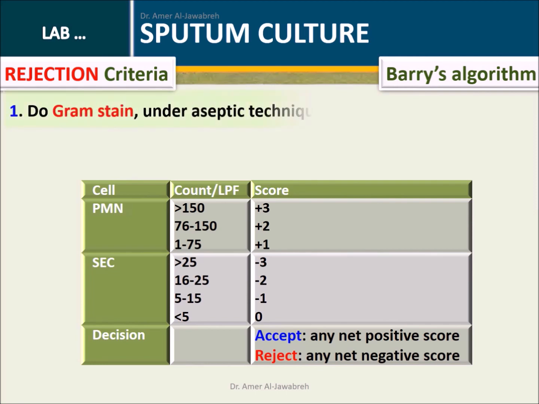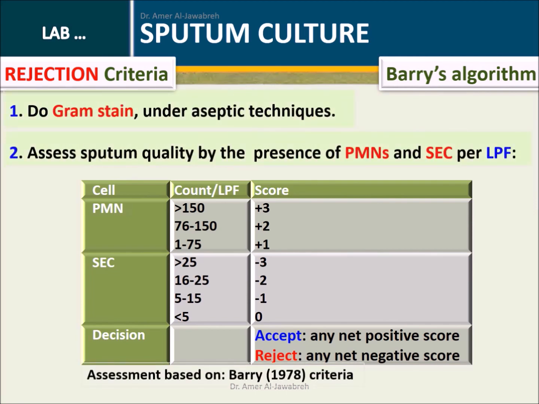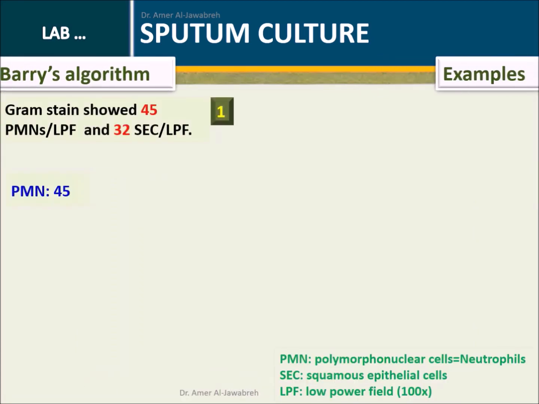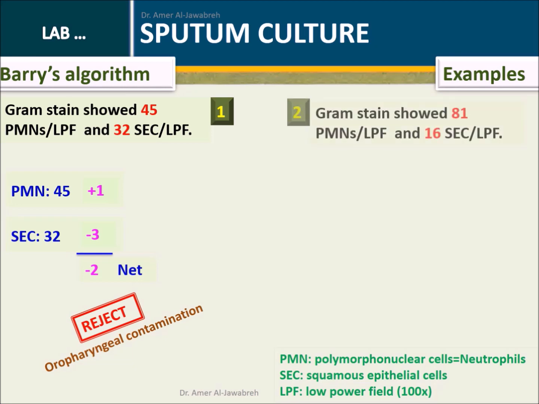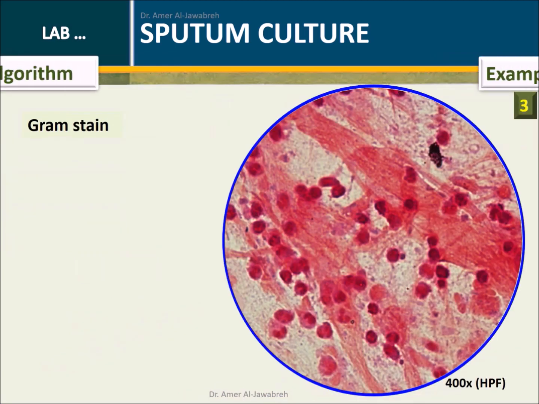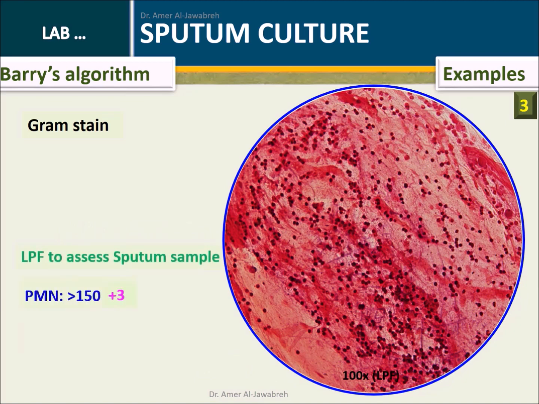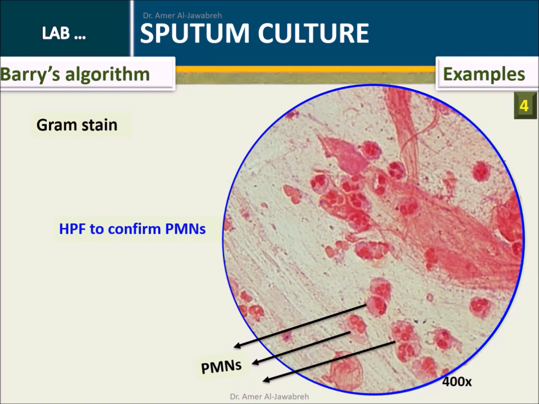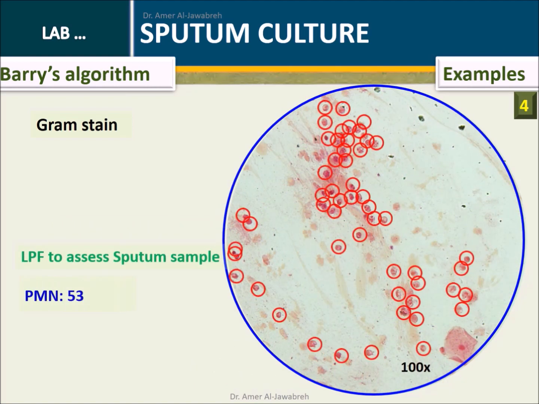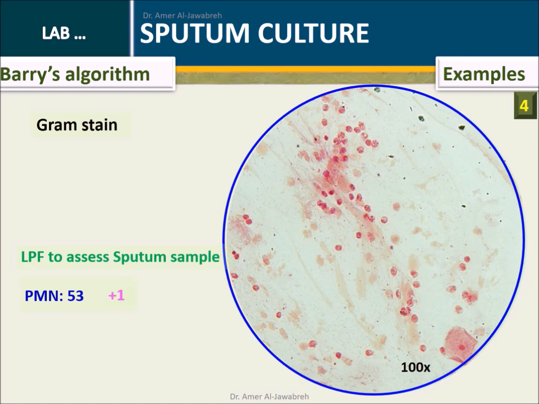Barry's algorithm. Accept in any net positive score. Reject in any net negative score. Examples. Barry's algorithm. Example 1. Example 2. Example 3. Example 4.